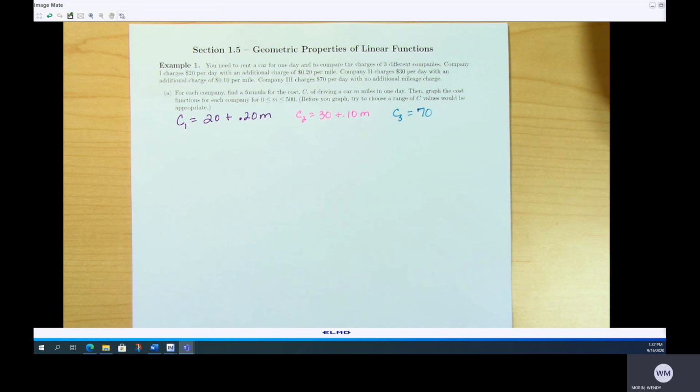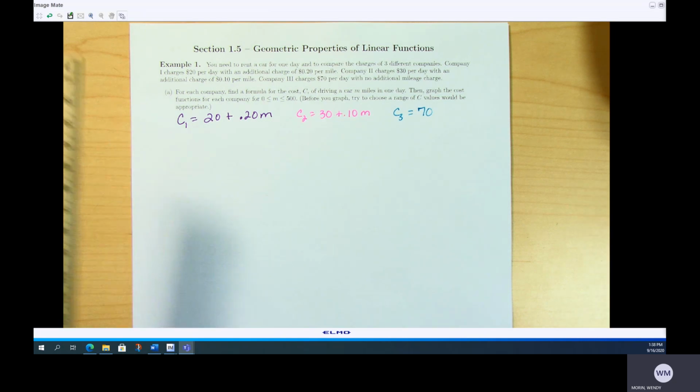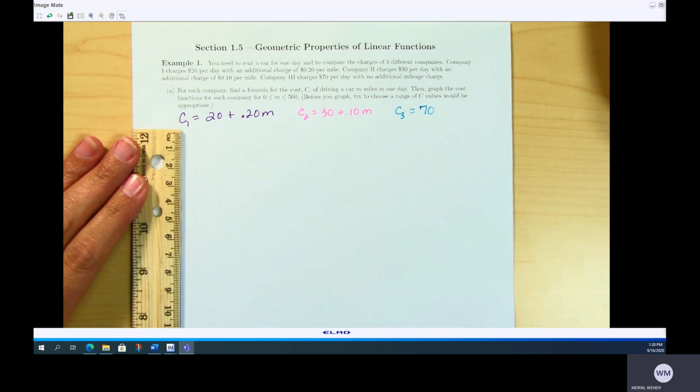It says for each company, find a formula for the cost of driving a car M miles in 1 day. Well, I just did that. C in terms of M. Then graph the cost functions for each company from 0 to 500. Okay, so let's go ahead and draw an XY axis.